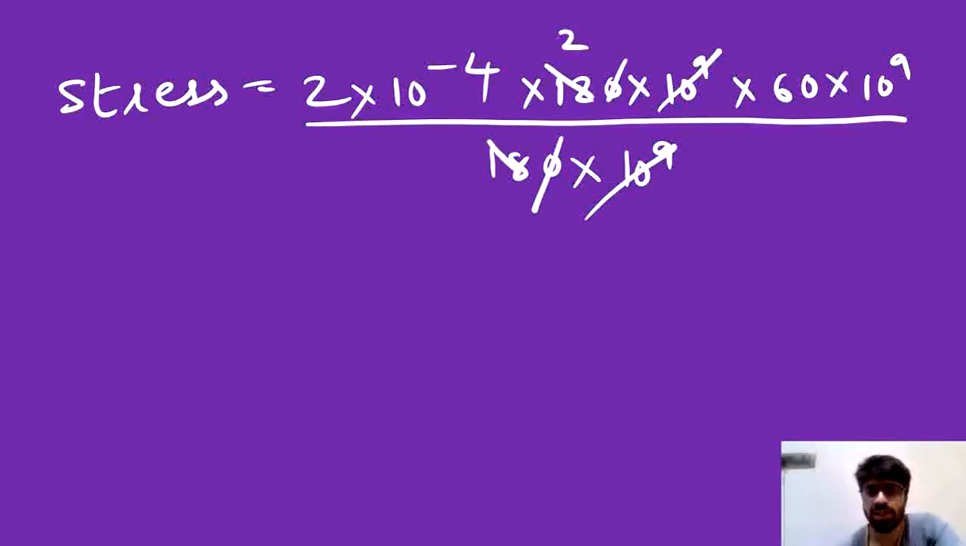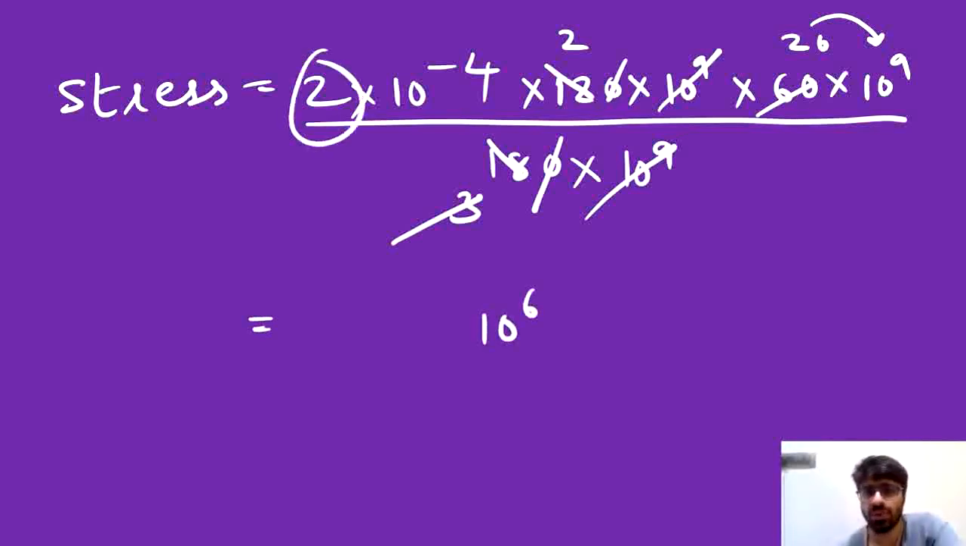6 2s are, 6 3s are, 3 1s are, 3 into 20s are, and finally we have what? 20 and 10. Okay, we have a 10 power 9 here. This is 20. So let's make it 10 to the power 10 and 10 to the power minus 4. That makes it 10 to the power 6. The remaining numbers are 2, 2 and 2. So that makes it 8 into 10 to the power 6 Pascal.